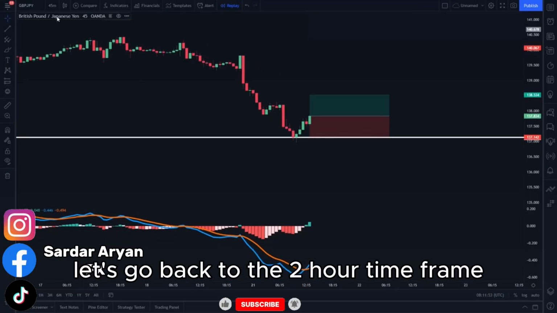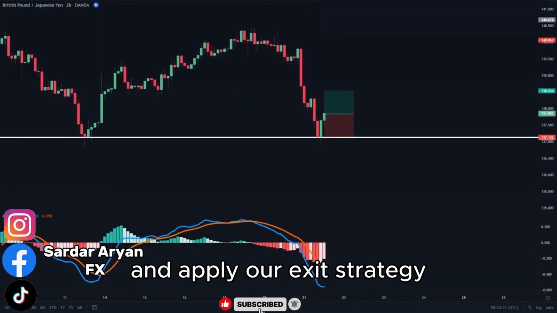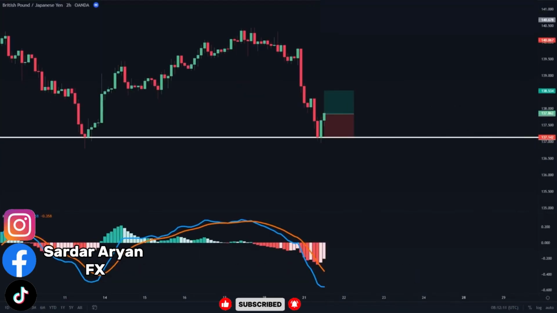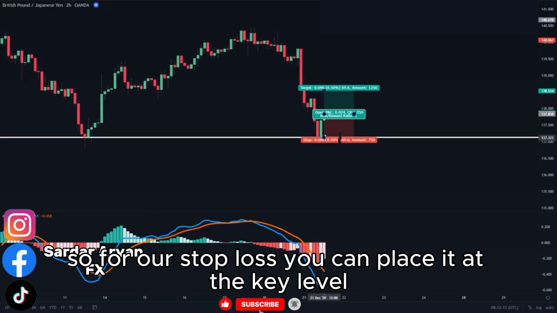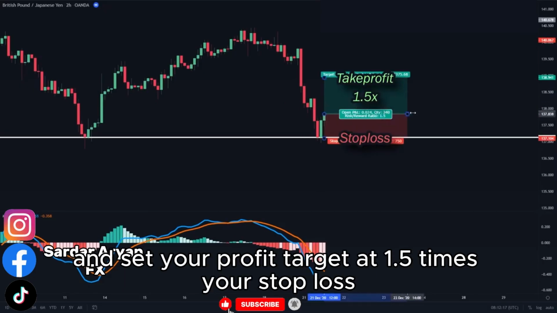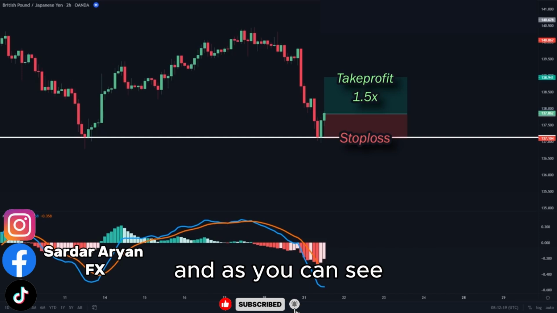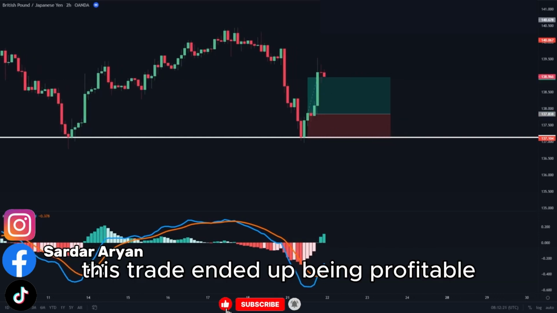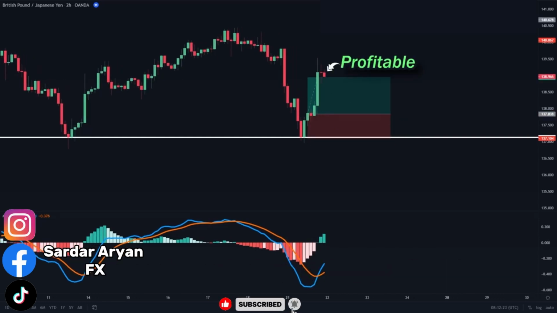Now, let's go back to the 2-hour time frame and apply our exit strategy. So for our stop loss, you can place it at the key level and set your profit target at 1.5 times your stop loss. And as you can see, this trade ended up being profitable.